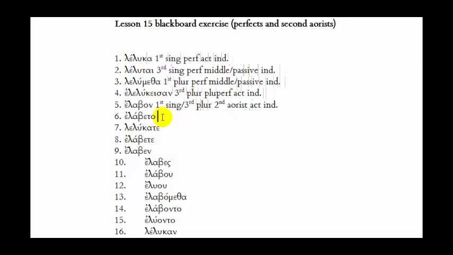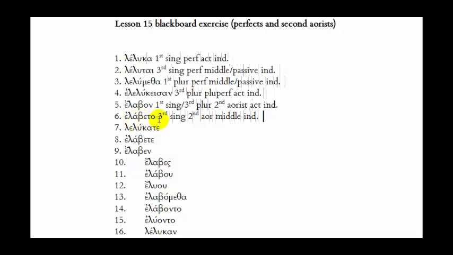All right, elabato. Well, again, you should recognize this is going to be from lambano in some shape or form. And the secondary ending is going to give away the fact that it can't be active. You're looking at something strictly middle here. But what? Okay, well, remember, men, so toe, so this is going to be what? This is going to be a third singular, okay, aorist, or actually second aorist, middle indicative, okay, of what?